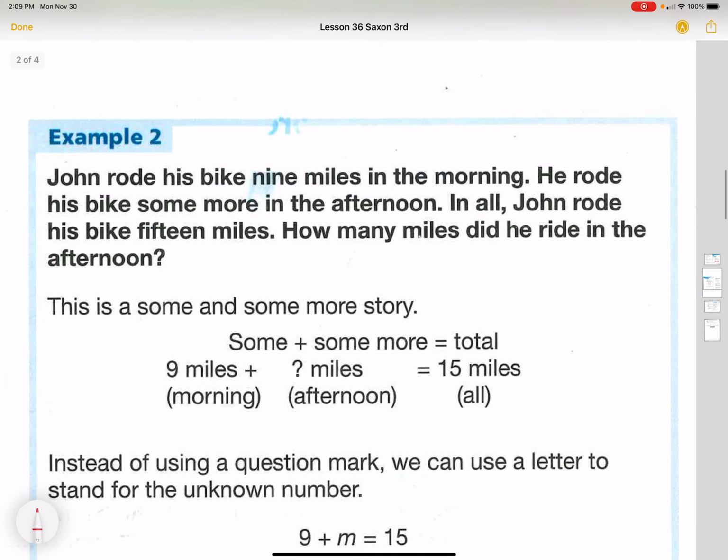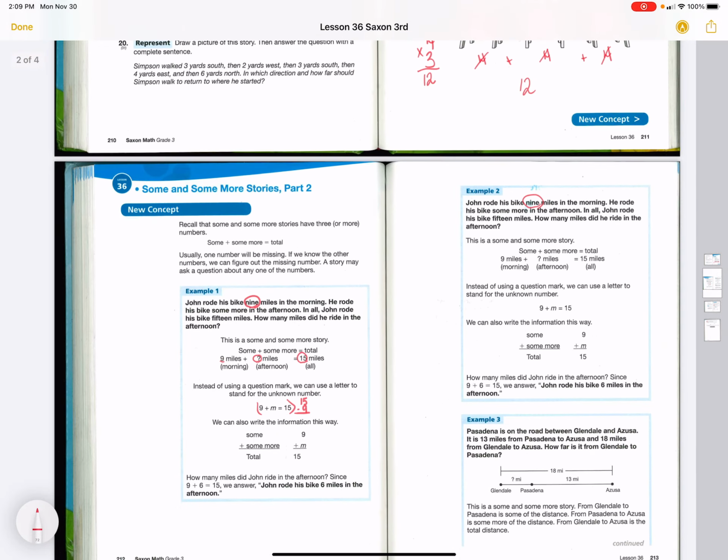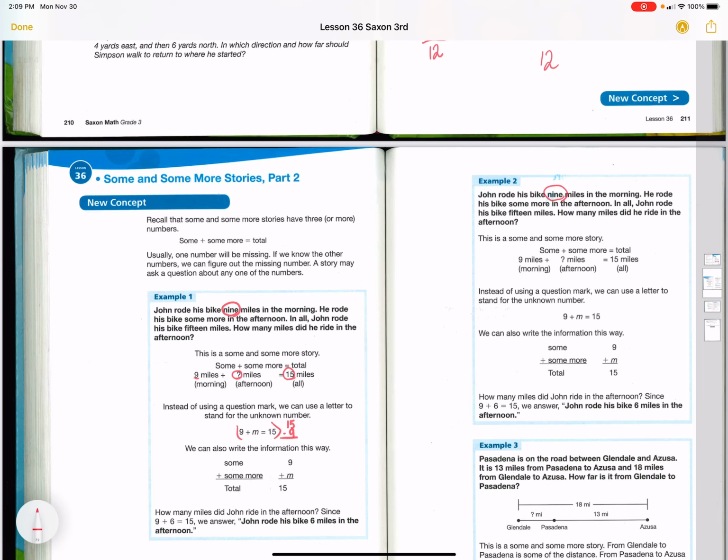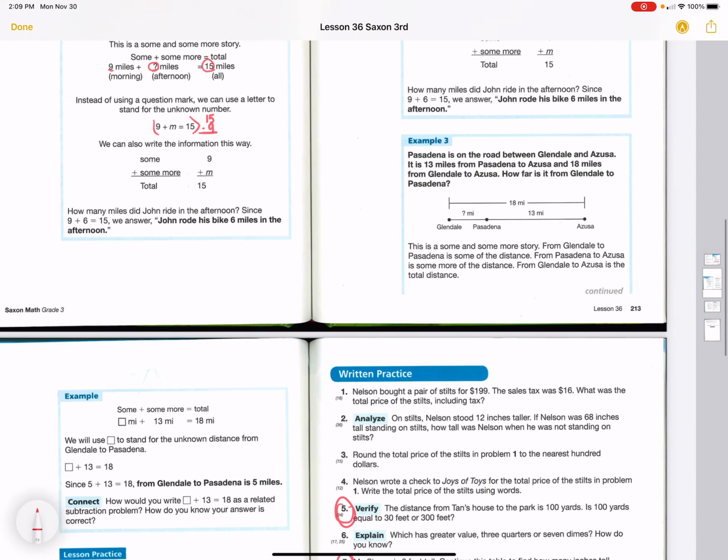We've got another example. John rode his bike 9 miles too. Let's see. No, that looks the same. We're not going to do that again. Let's go on to the third example.